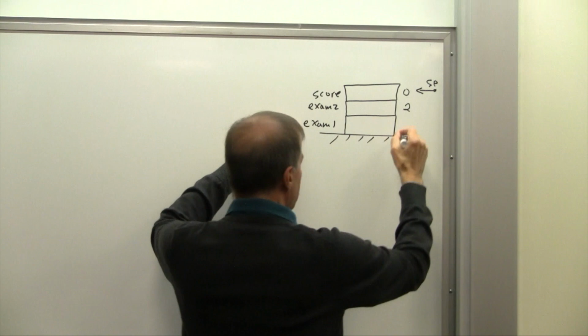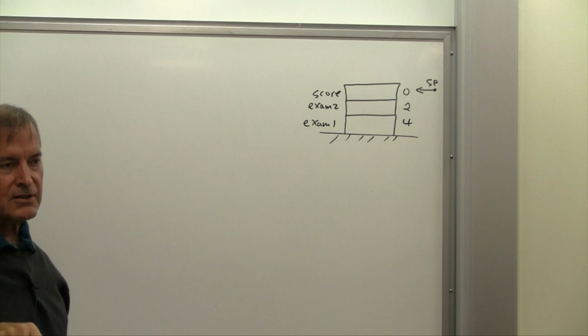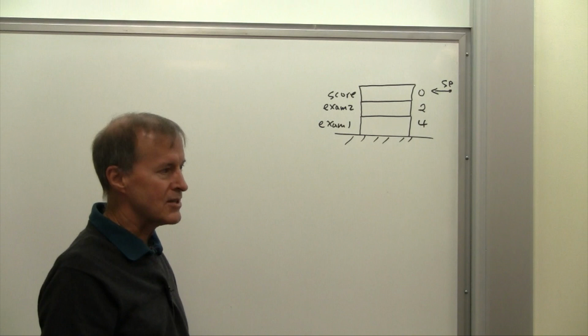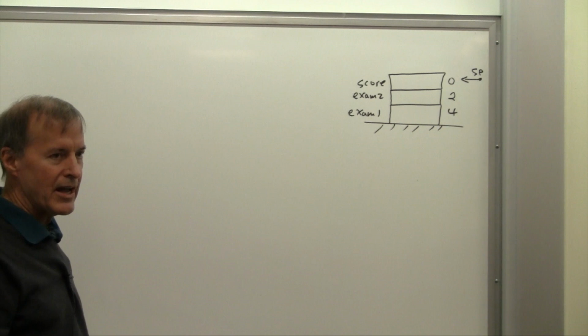So the way the compiler translates this, it equates these to their stack relative addresses. It doesn't use dot block. All right? So now let's start.